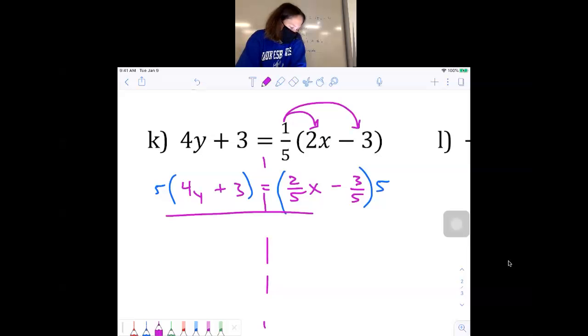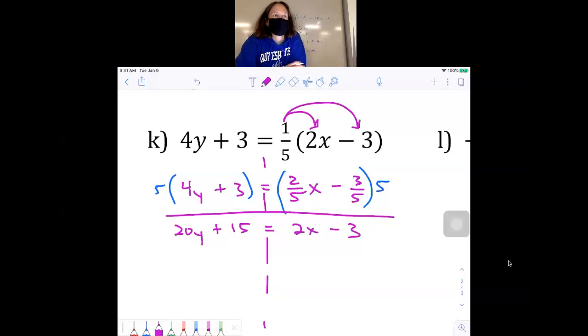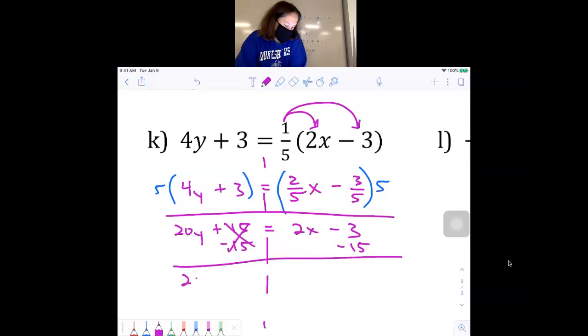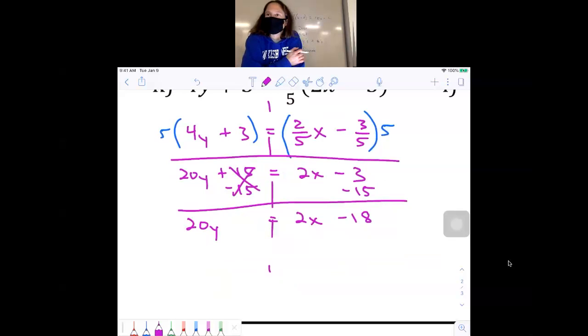So I end up with 20y. Go ahead. Yep. Awesome. Absolutely, I would. And what am I going to take 15 away from? Yep, those are the like terms. It absolutely would. You guys are really on. Friday's a good day for you. And then what?